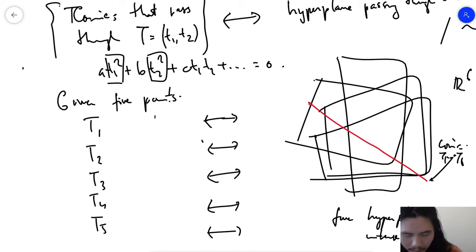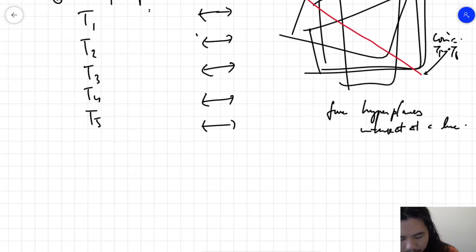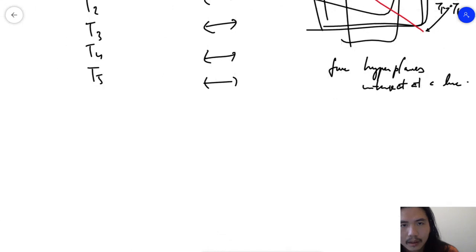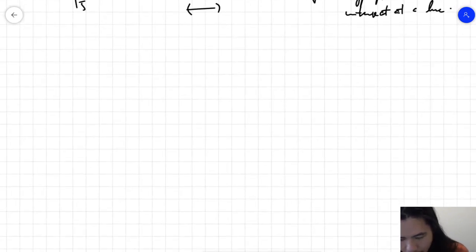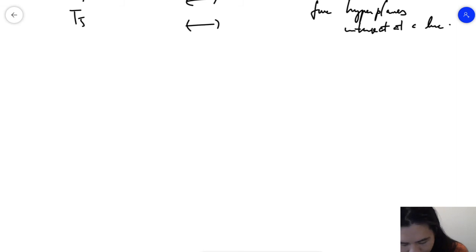One can do the same with cubic equations, and in general you need roughly n choose 2 points to determine a degree n equation. Okay, so for the last example, I just want to give a very short introduction.